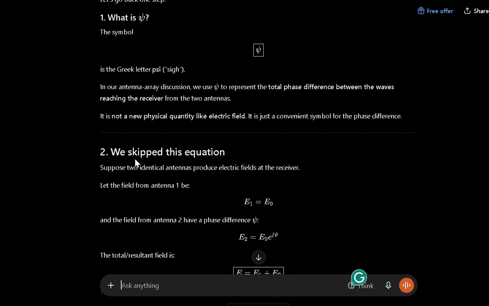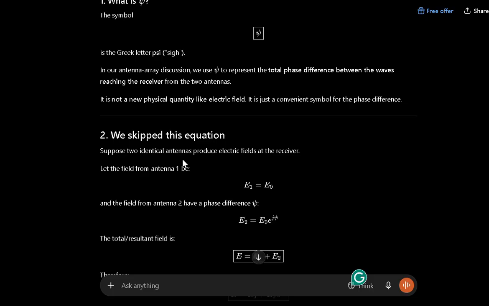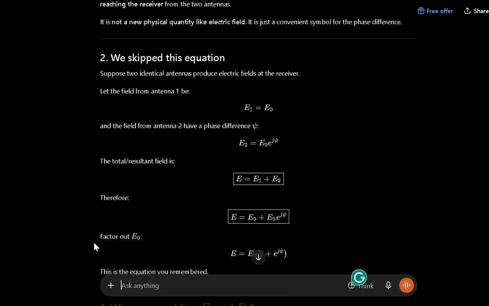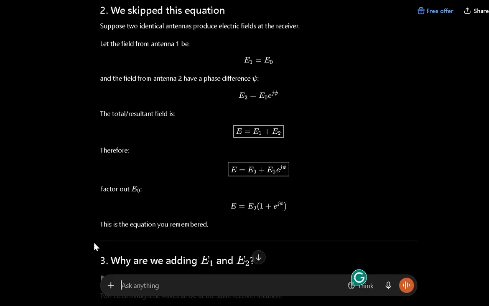We skipped this equation. Suppose identical antennas, the phase of antenna 1 equals zero. Then the field from antenna 2 has a phase difference equal to j phi. The total resultant field equals E1 plus E2. Therefore, E equals E0 plus E0 e^(j phi). Factoring out E0, E equals E0 times (1 plus e^(j phi)). This is the equation we remember.